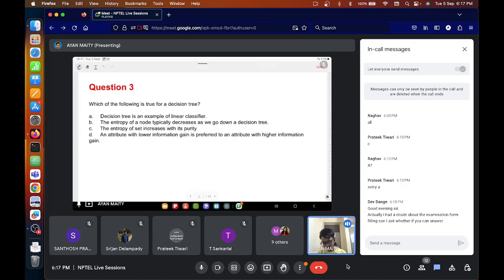Which of the following is true for a decision tree? Four options are there. Option A: decision tree is an example of linear classifier. Option B: the entropy of a node typically decreases as we go down a decision tree. Option C: the entropy of a set increases with its purity. And option D: an attribute with lower information gain is preferred to an attribute with higher information gain. So which of these options is true for decision trees?